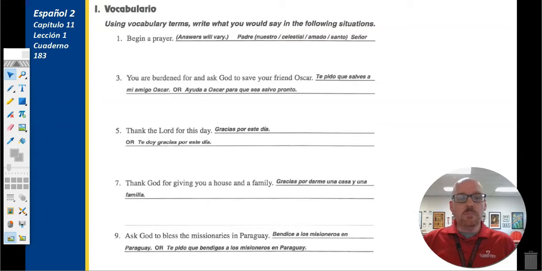Número tres, you are burdened for and ask God to save your friend Oscar. You could say, Te pido que salves a mi amigo Oscar. I ask that you might save my friend Oscar. Or you could say, Ayuda a Oscar para que sea salvo pronto. Help Oscar in order that he might be saved soon.